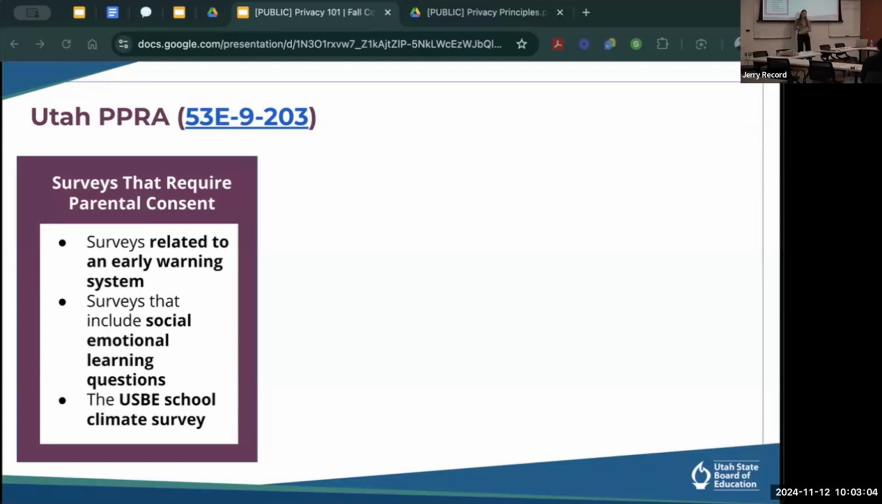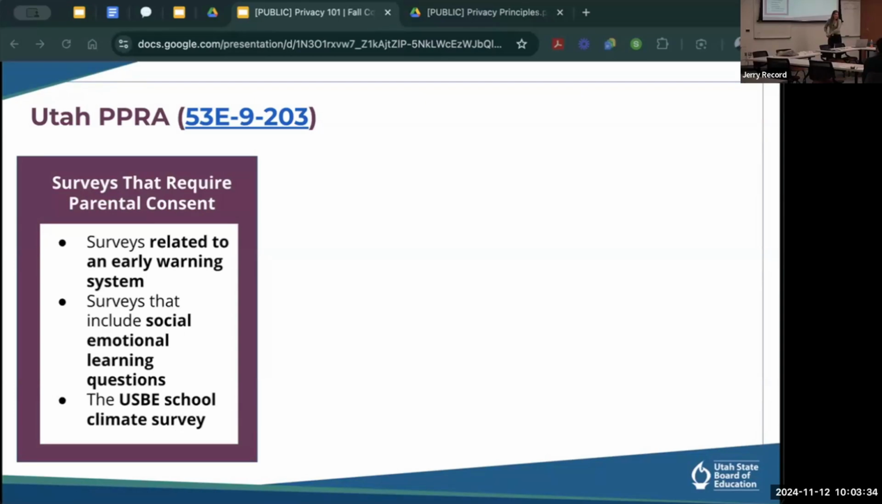The first is surveys related to an early warning system. Do any of you use Panorama or another type of early warning system? Okay, many early warning systems have a functionality that's like a social emotional learning survey. You're not required to use it, but you can. And if you choose to use that survey, then you need to get parent consent at the time of registration. So you have to be prepared at the beginning of the school year to get consent for that.